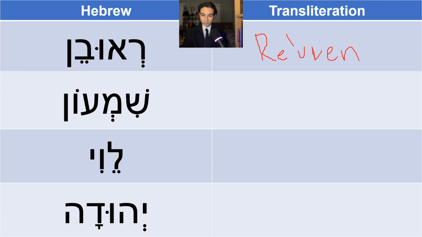Okay, this is difficult. This is a V and this is a U, just so you know. Reuven. As you can see, I've distinguished between the Shva and the aleph. I put both in E to symbolize that brief Shva, and the apostrophe for both the Shva and the aleph. So, Reuven. Next.